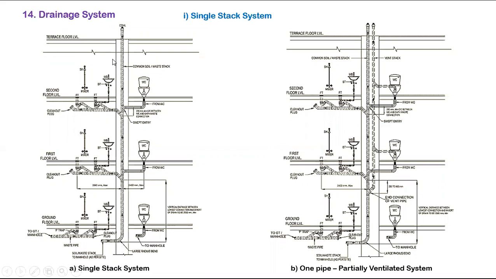Single stack system means all the waste pipe and soil pipe will be connected to the same stack. But here initially we are collecting separately. Waste pipe will come separately, soil pipe will come separately, but both will be connected into a single stack only. Normally in a small house, the pipes from the toilet and kitchen are all connected into the same vertical pipe. The horizontal pipes may be different: from the toilet we take one pipe, in the kitchen another pipe, and both are clubbed into one single vertical pipe. That is called single stack system.